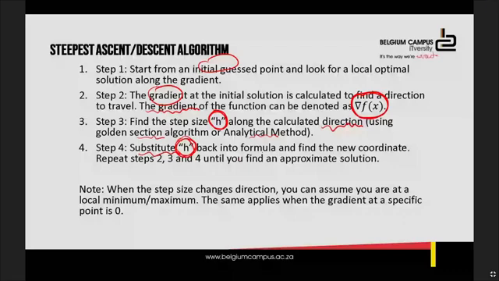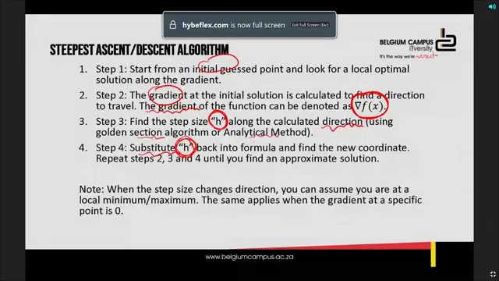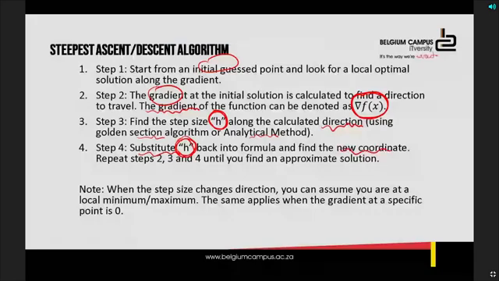So we substitute back. We find a new coordinate, meaning you take a step to a new coordinate. And then once you're at this new coordinate, you repeat the process because you're going to keep on moving until you find your min or your max. Just a note here, when the step size changes direction, you can assume that you were at a minimum or maximum.